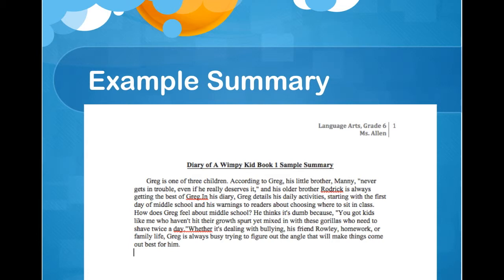In his diary, Greg details his daily activities, starting with the first day of middle school, and his warnings to readers about choosing where to sit in class. How does Greg feel about middle school? He thinks it's dumb because you got kids like me who haven't hit their growth spurt yet, mixed in with these gorillas who need to shave twice a day. Whether it's dealing with bullying, his friend Rowley, homework, or family life, Greg is always busy trying to figure out the angle that will make things come out the best for him.